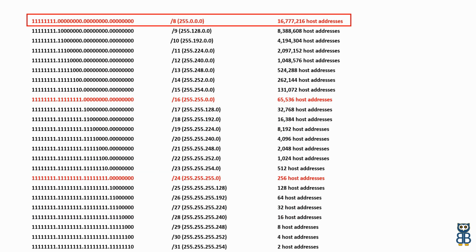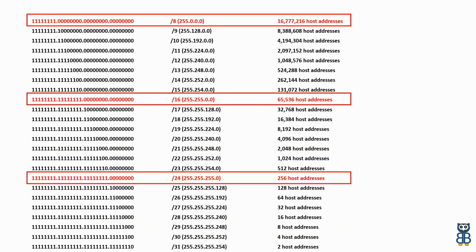The base network mask for class B is 255.255.0.0, or you can say /16. It means first 16 bits are reserved for the network and the rest 16 bits are reserved for the host. The base network mask for class C is 255.255.255.0, or you can say /24. It means first 24 bits are reserved for the network and the rest 8 bits are reserved for the host.